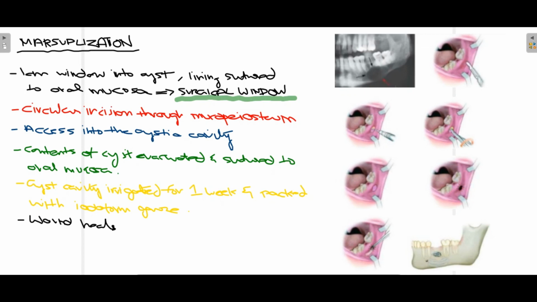Now this is kept for 1 week and irrigations are performed for 1 week so that normal healing can occur, and the cyst cavity is packed with iodoform gauze so that healing can occur more properly. And you can see how this gauze is placed over here and healing is occurring. So this is all about how marsupialization is performed.